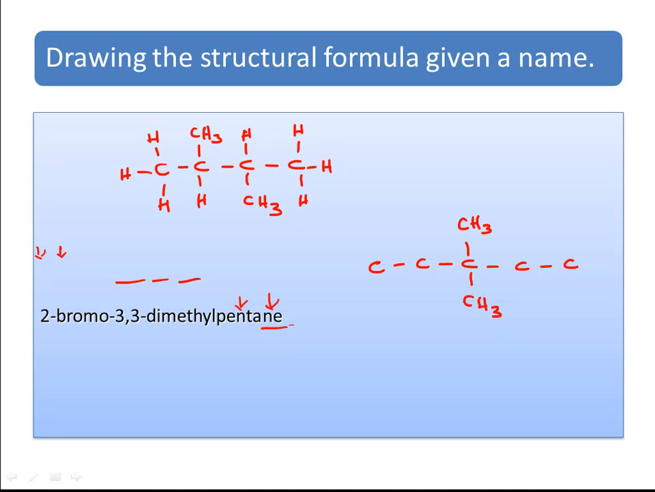Then I go on the second carbon. I can either pick this one or that one. You pick whatever you want. I'll pick this one for a change. Yeah, and this is where I'm going to put the bromo functional side chain, and I will add the rest of the hydrogen atoms to complete the bonding capacity of carbon and make that a complete molecule.